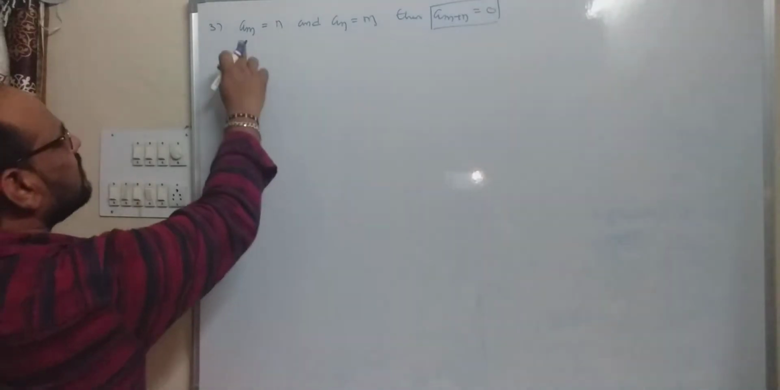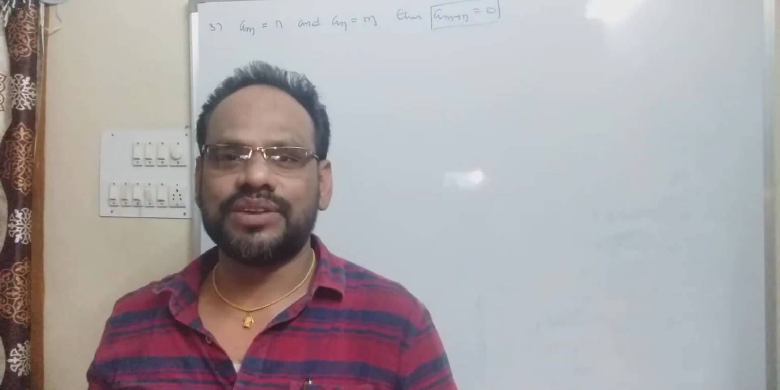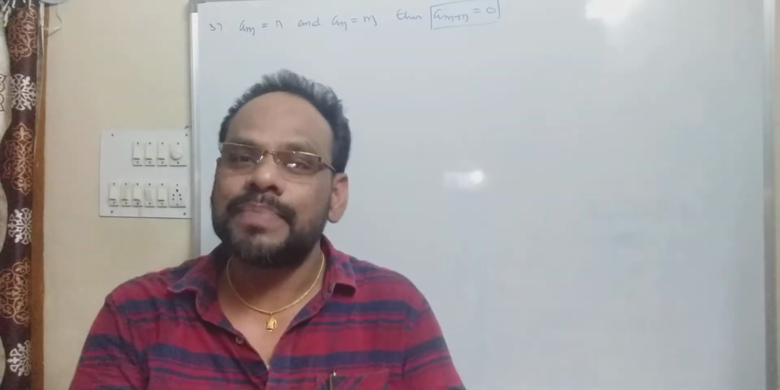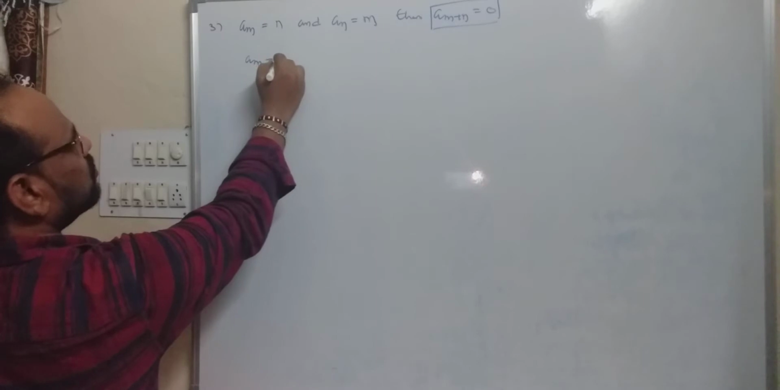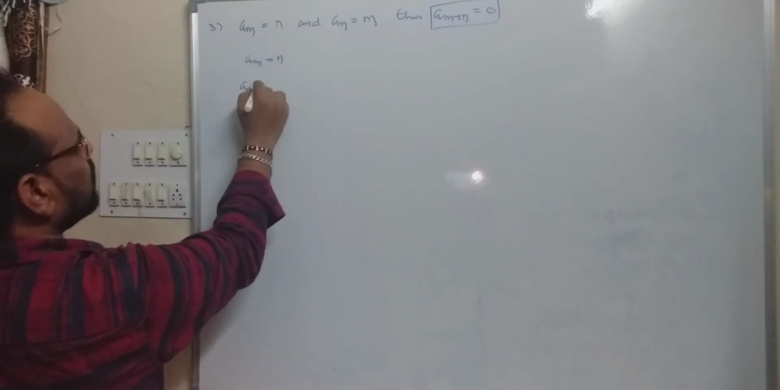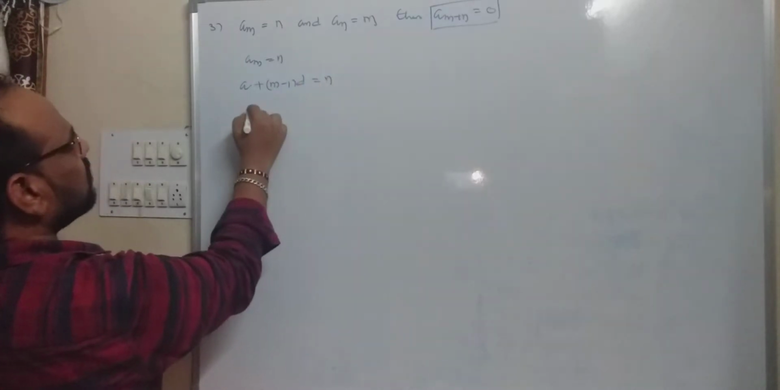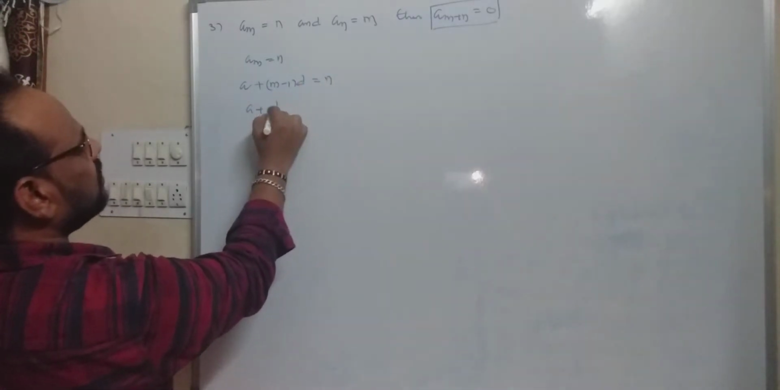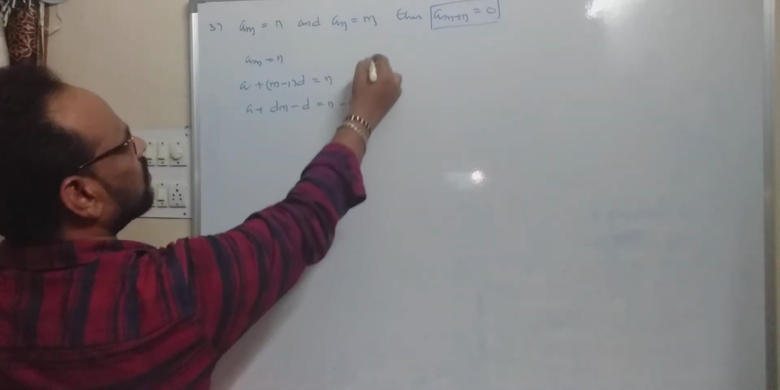Observe here, we know that an is equal to a plus n minus 1 into d. am means a plus m minus 1 into d. So am is equal to n, that means a plus m minus 1 into d is n. This is equation number 1.